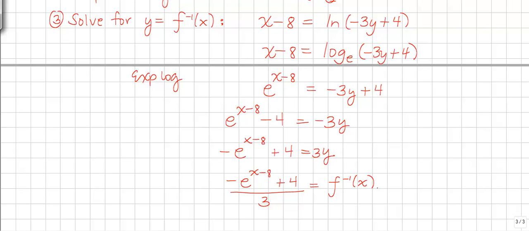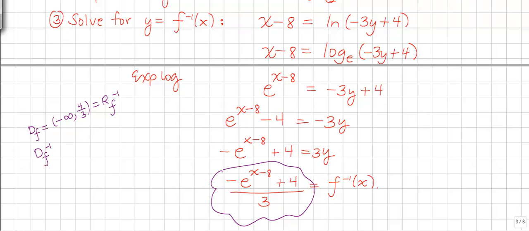Now remember we said that the domain of your function, which we said was minus infinity to 4/3, will actually be the range of the inverse if we were to graph this guy. Okay, and the domain of your inverse, which in this case is all reals because it's a simple exponential function, is actually the range of the original function. Okay, now there will always be that relationship.